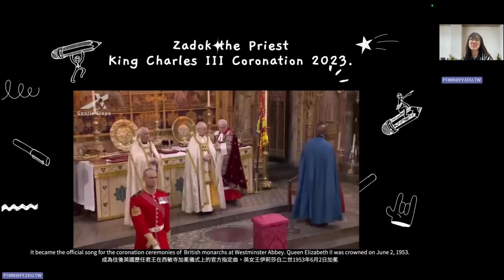and that of the priest, which is when those British monarchs have their coronation, they will play Handel's piece, okay, kind of the tradition.